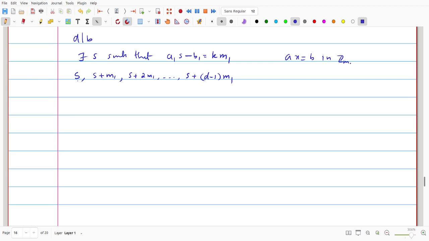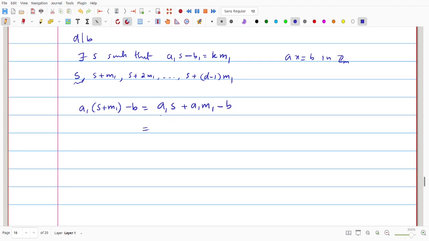Because if s satisfies this, then what happens when we consider this A into s plus M1? You can easily prove that since this s is a solution of this, obviously this s plus M1 is also a solution of this. So we write, since s is a solution of this one, then A1s minus B1 equal to K M1. Similarly, what is A1 into s plus M1 minus B1? This can be written as A1s plus A1M1, minus B1.